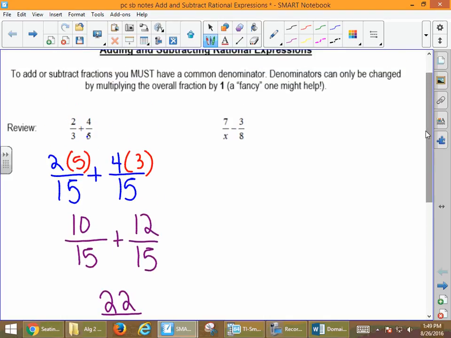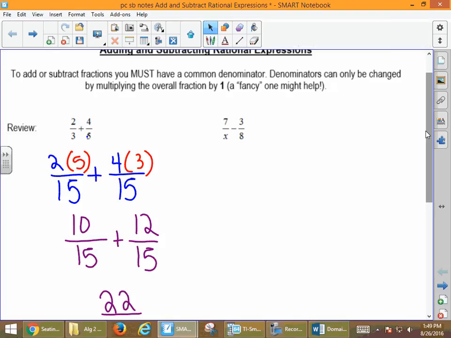But if we go back and look at our words up here again, to add or subtract fractions, we must have a common denominator. And it says denominators can only be changed by multiplying the overall fraction by 1. And that's really what I did. I said 3 times 5 was 15, so 2 times 5. So we multiplied by 5 in the top and a 5 in the bottom. We did the same thing over here in that second fraction with the 3. But that's from previous years of experience, I hope.